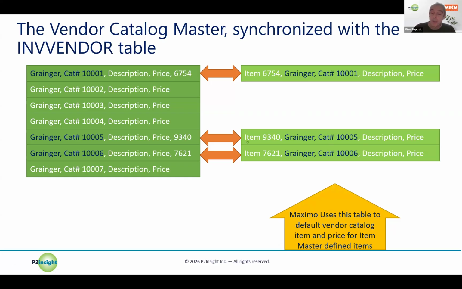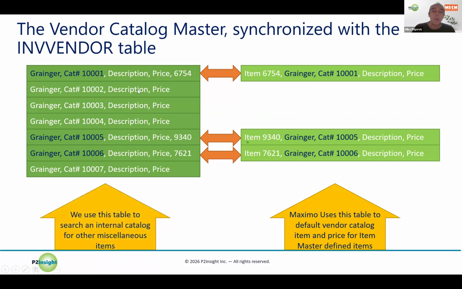On the other hand, we will use this table to search for other items that were not necessarily in the INVVENDOR table. So these are things you may have never bought before, you may not have an item master record for, but at some point in time you may want one of these. We let you search for these other items that the vendor carries that you've never purchased or have never defined in Maximo. Or if you want to just do price comparison, I have a default from Grainger, but maybe I want to search other vendors. Show me the same item from multiple vendors. We use this table to show this from any other vendor that may have it in their catalog master.